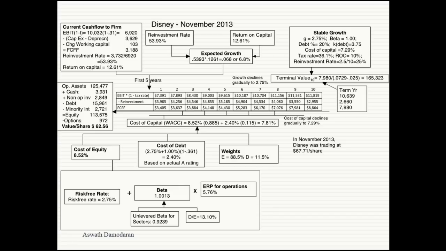Then there's a minority interest. You're saying, what is that? If you own more than 50% of another company, you're required to consolidate, which means you act like you own 100%. That minority interest is the portion of other businesses they don't own. It's not a big chunk of Disney, but it's like debt. I subtract that out, get a value for the equity. The options that I'm subtracting out here are the value of options that Disney has given its managers over time. Basically, I'm saying that's not my equity anymore as a stockholder. Divide by the number of shares, you get a value per share of $62.56.